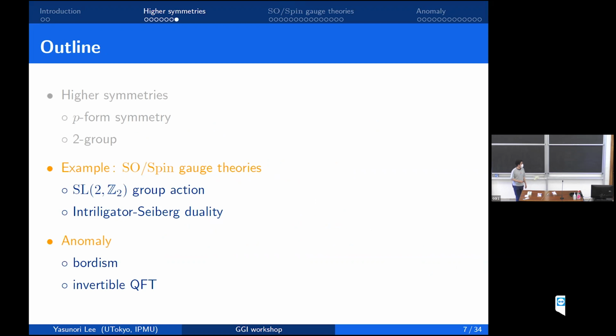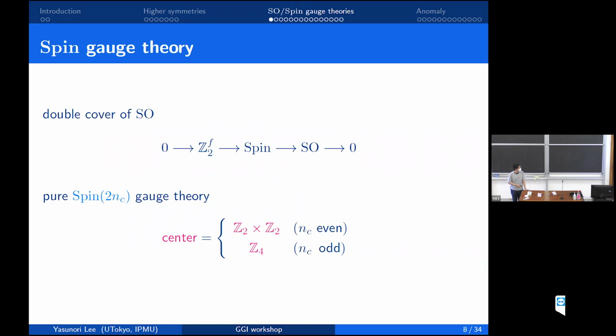Okay, so with this, we are now ready to look into great examples with these higher symmetry structures. So let's proceed. So let's start by considering spin gauge theory and see how they are related to SO gauge theories. So first of all, the spin group is a simply connected double cover of the SO group. And here we are interested in the spin even case. So we consider the spin 2NC group.